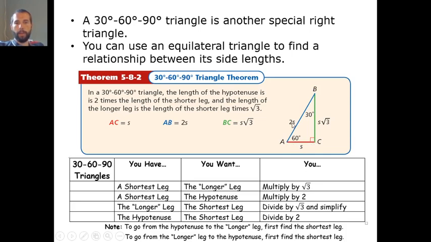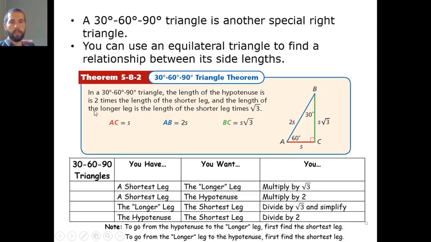If they give you the hypotenuse, the next thing you want to find is the short leg. If they give you the long leg, the next thing you always want to find is the short leg. So this is like your home base. You can't go from long leg to hypotenuse or from hypotenuse to long leg. You always need to go back to the short leg and then find the next one. And then go back to the short leg and then find the next one. Hope you get the point there.